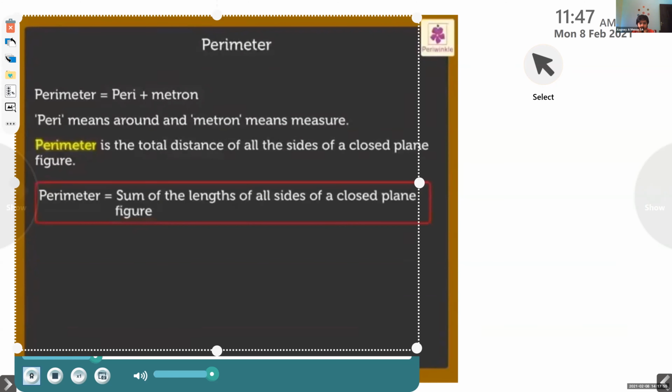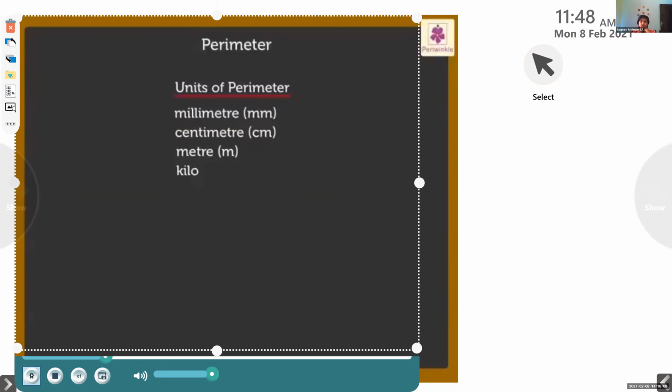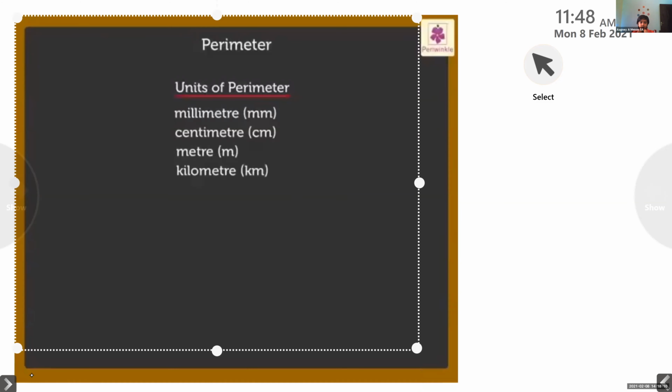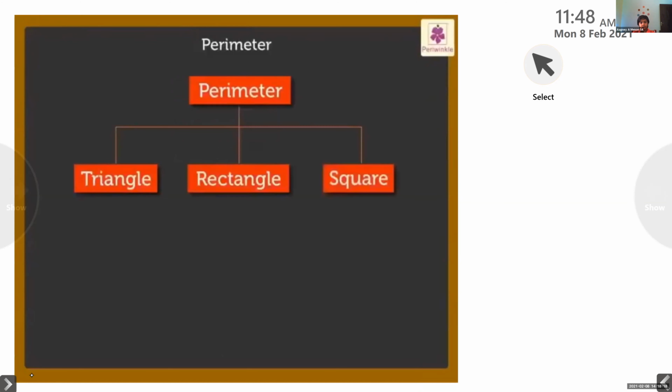The units of perimeter are millimeter, centimeter, meter, or kilometer. Today, we will learn how to find the perimeter of the polygons triangle, rectangle, and square using formulas.